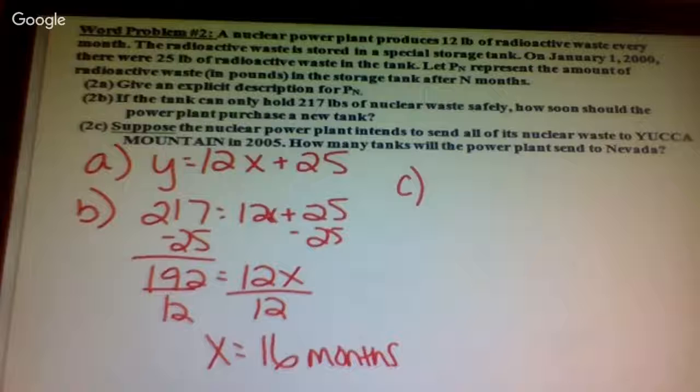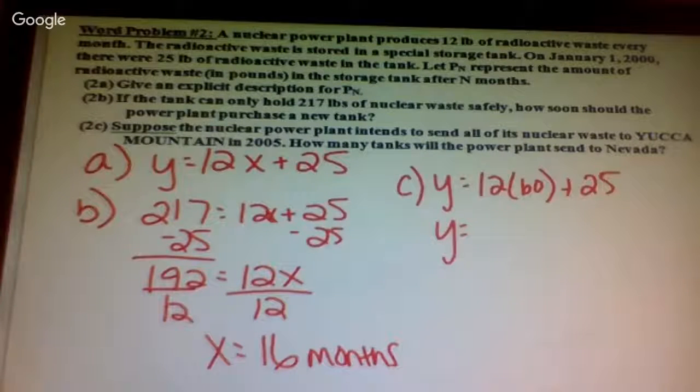Part C, suppose the nuclear power plant intends to sell all of its waste to Yucca Mountain in 2005. How many tanks will the power plant send to Nevada? If we're talking 2005, what's going in for X? It's going monthly. 5 years is 60 months. So Y equals 12 times 60 plus 25. So that's 745 pounds.